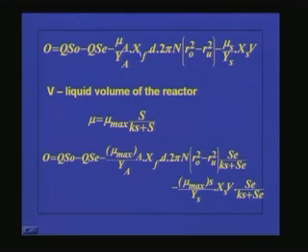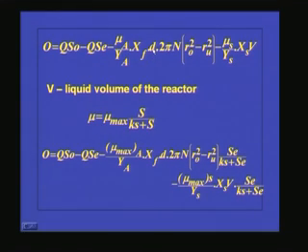And at steady state, the net change of biomass concentration or substrate concentration is 0. So we can write like this. This is the steady state condition. Q into S naught minus Q into Sc minus mu a into x into Ya into D, the thickness of the biomass, into total area, minus the substrate removal because of the attached growth, where V is the liquid volume of the reactor.